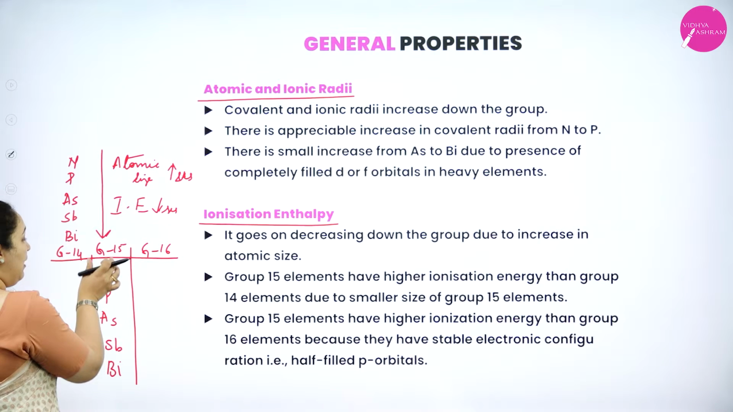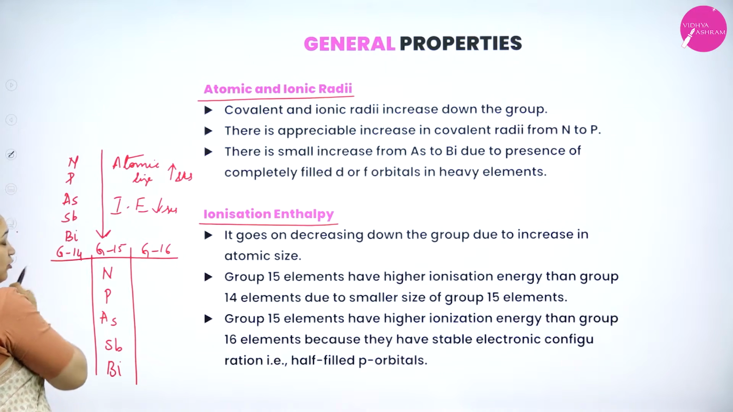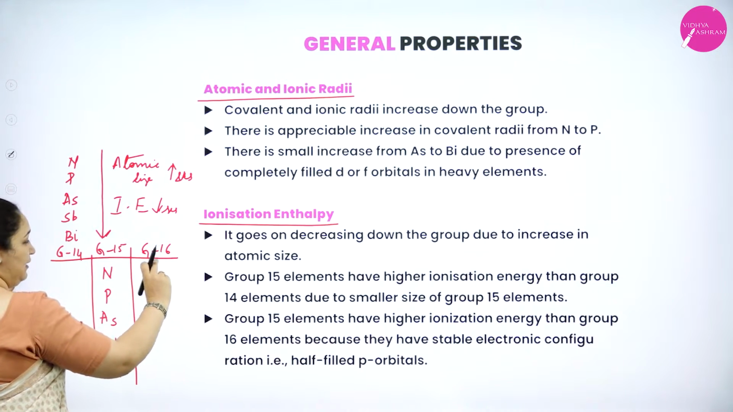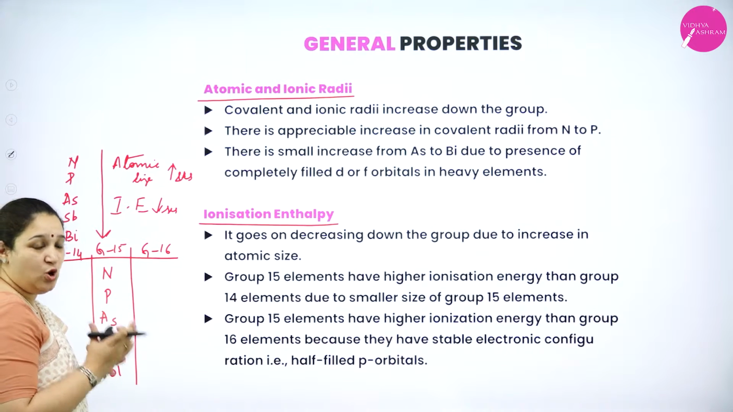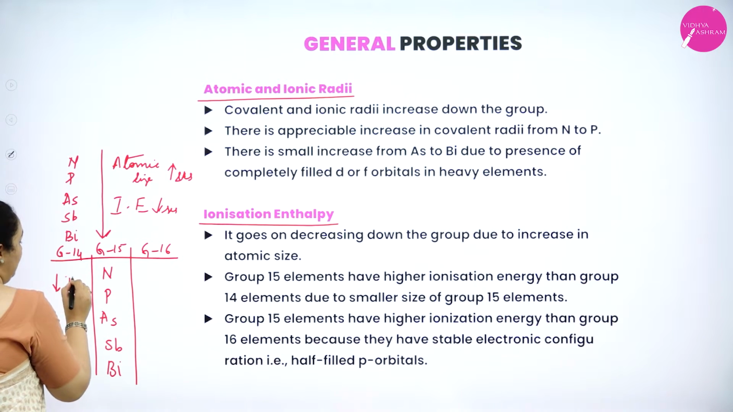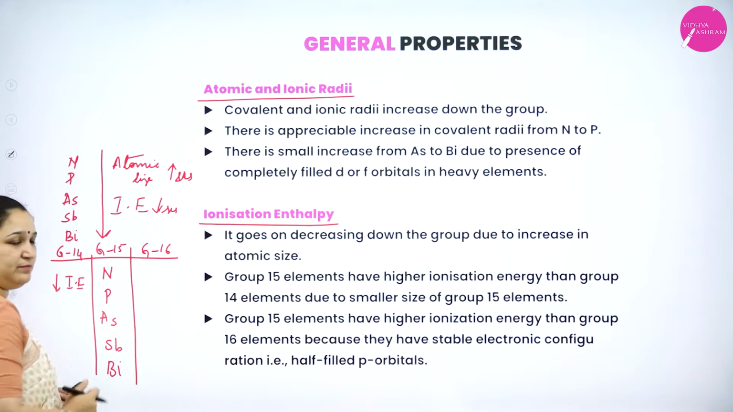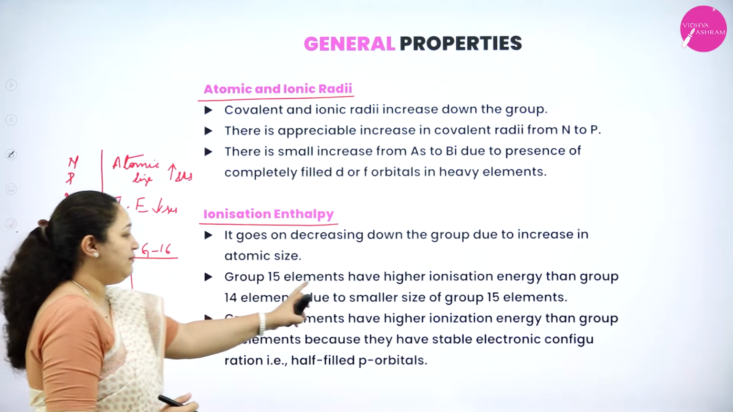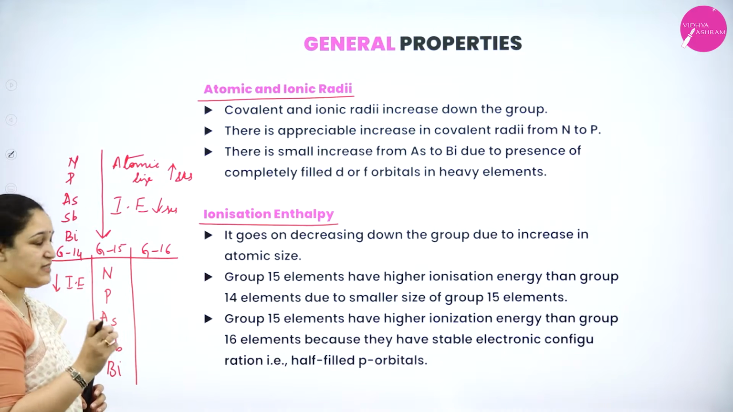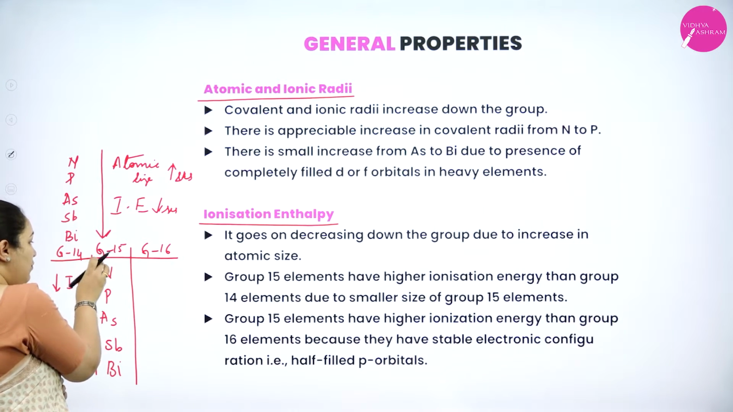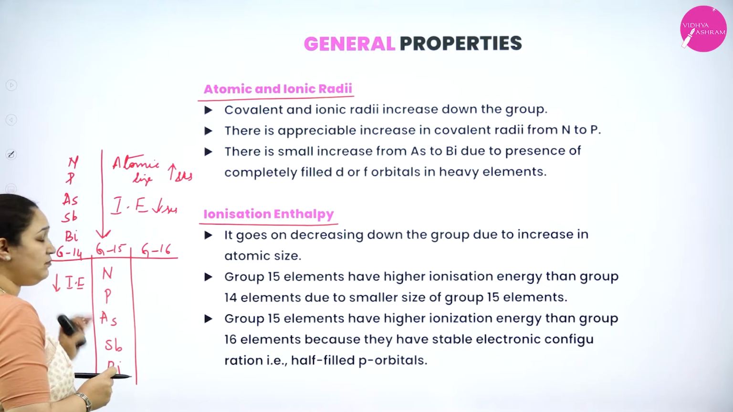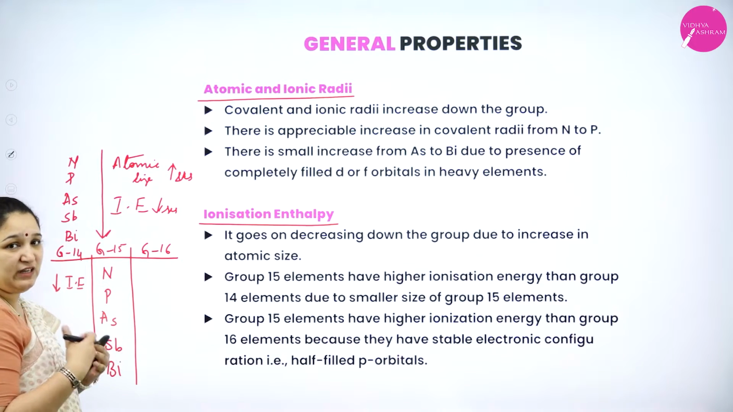Now if we compare group 15 with group 14 for ionization enthalpy, what is happening along the period? The ionization enthalpy is increasing. So obviously group 14 should have less ionization enthalpy compared to group 15, correct? So group 15 elements have higher ionization enthalpy than group 14 elements due to the smaller size, because the size is smaller compared to group 14. So ionization enthalpy will be less in group 14, in group 15 it will be more.